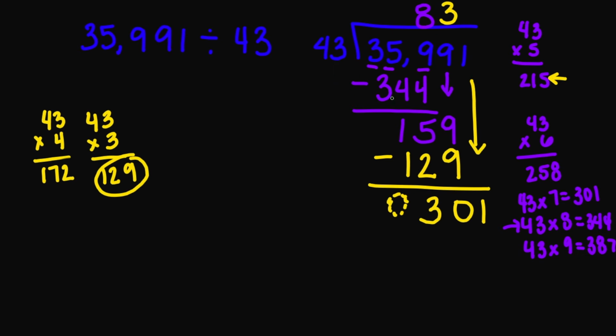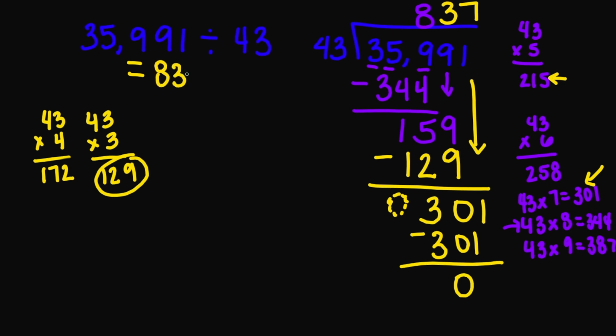So 43 times what is going to give me 301? 43 goes into 301 how many times? Oh, right here, 7 times, right? Because 43 times 7 is 301. I'm going to write a 7 up here. 43 times 7 is 301. And 301 minus 301 is going to be 0. All right, so your quotient is going to be 837.